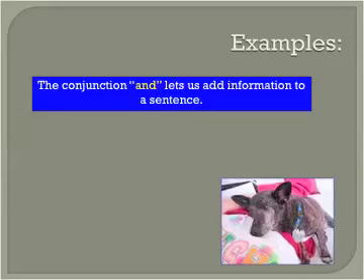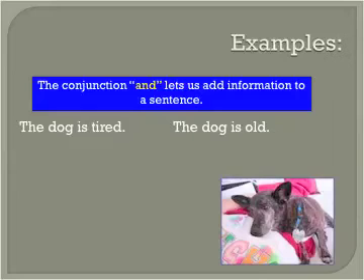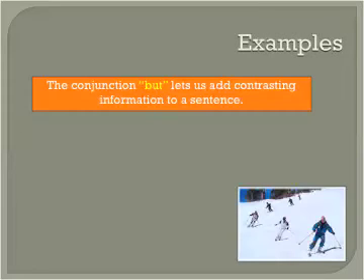Here's another example. The dog is tired. The dog is old. We can say the dog is tired and old. So that's and. Now let's look at another conjunction, but.